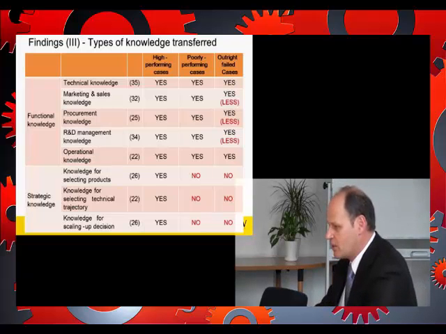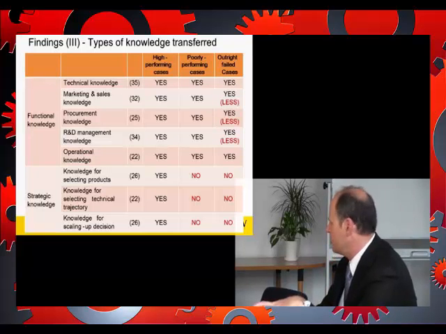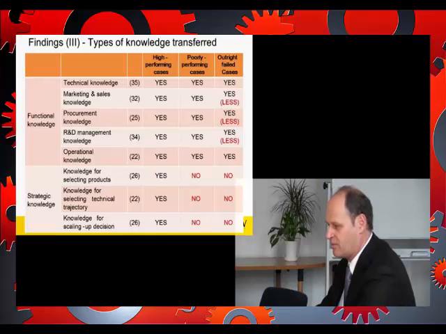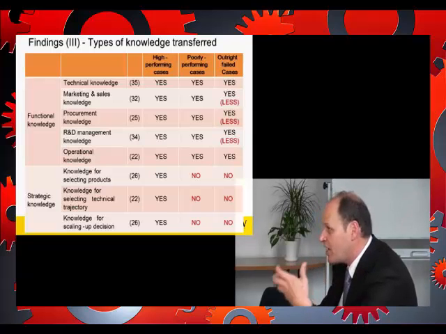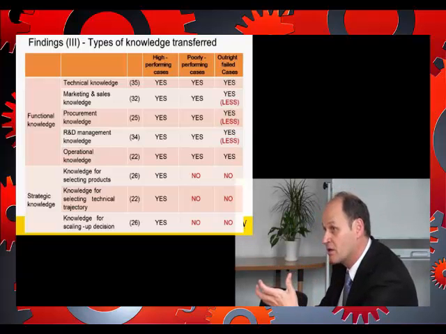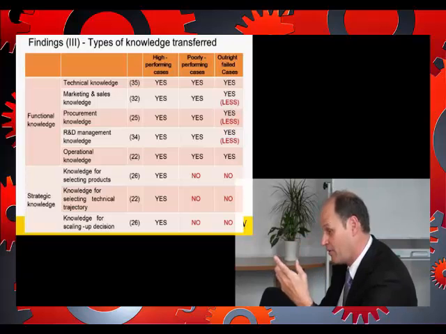In brackets, you see the number of interviewees who mentioned that type of knowledge in their interviews. So in the high-performing cases, they all got every type of the functional knowledge that we talked about. This is just a requirement to do well. And they all talked about strategic knowledge that we obtained from our network ties in the state-owned enterprises.